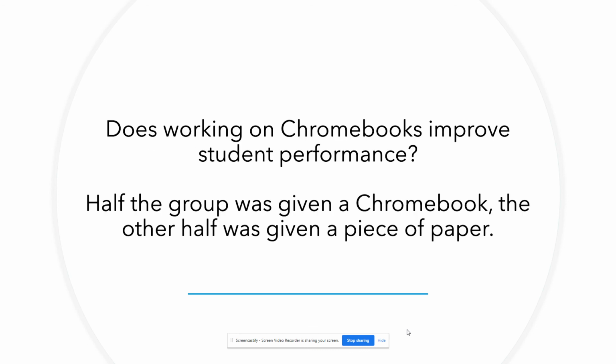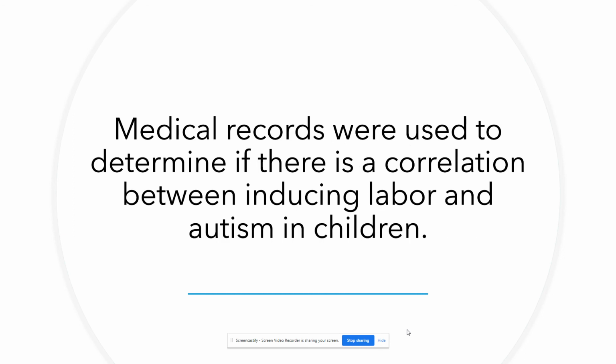Number two: does working on Chromebooks improve student performance? Here's just another fact you might need to know. Half the group was given a Chromebook, the other half was given a piece of paper. Is that a survey, an observation, or an experiment? Make sure you read this next one closely or think about it. Medical records were used to determine if there is a correlation between inducing labor and autism in children. Is that a survey? Is that an observation? Or is that an experiment?